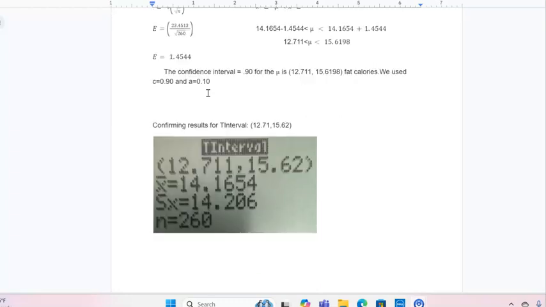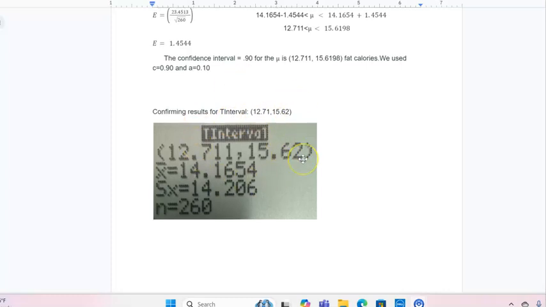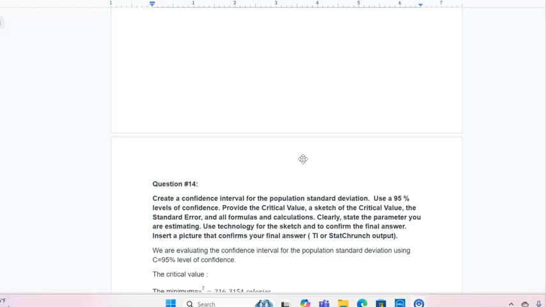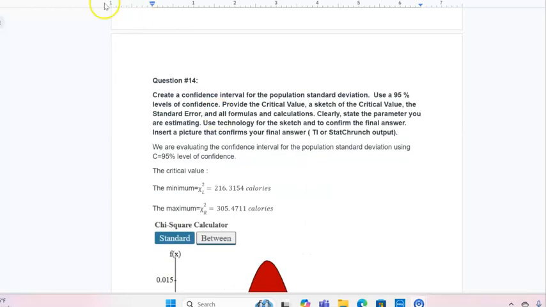Meaning the confidence interval that we got using the 90 percent confidence level for the mean is a minimum of 12.711 and a maximum of 15.6198 fat calories. We use C equals 90, and then alpha equals 0.10. Right here is the results that we got from the calculator doing the formula. Ending this video here, we're going to move on to question 14 in the next video.